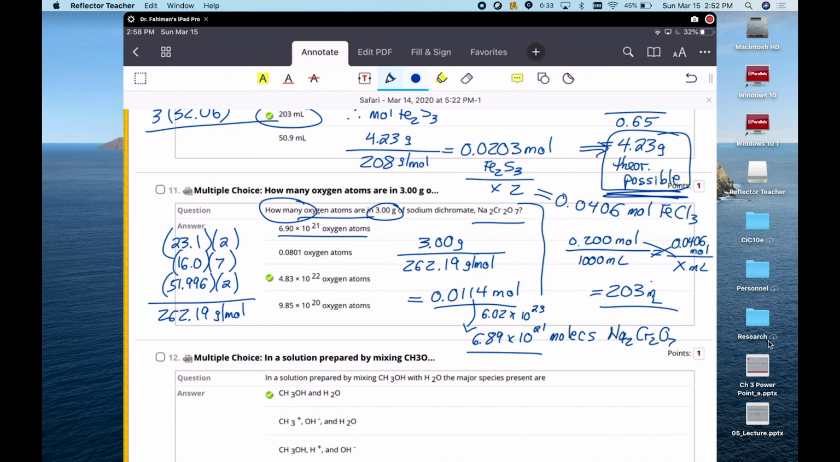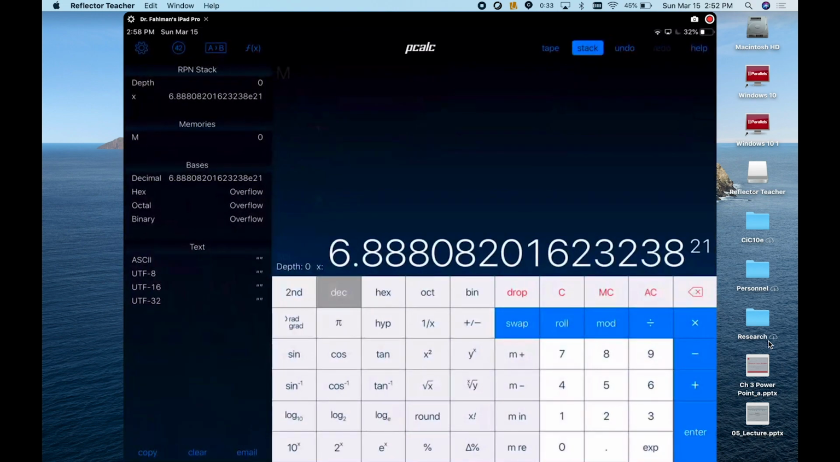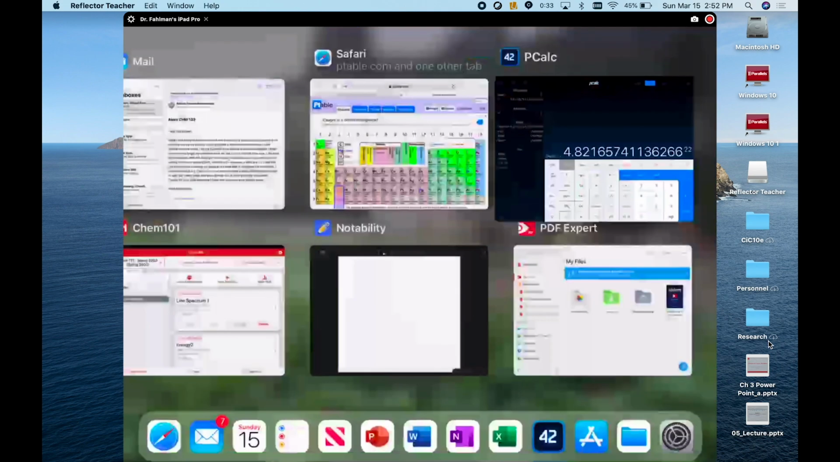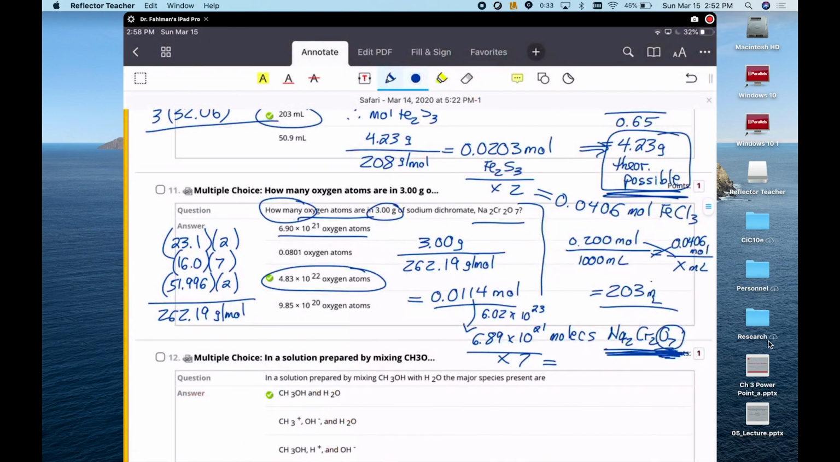It's asking for how many oxygen atoms, and there are 7 oxygen atoms per one of these whole things. And so you just have to multiply it by 7. So that whole thing times 7 gives you 4.82 times 10 to the 22. Okay, so this whole thing is that.